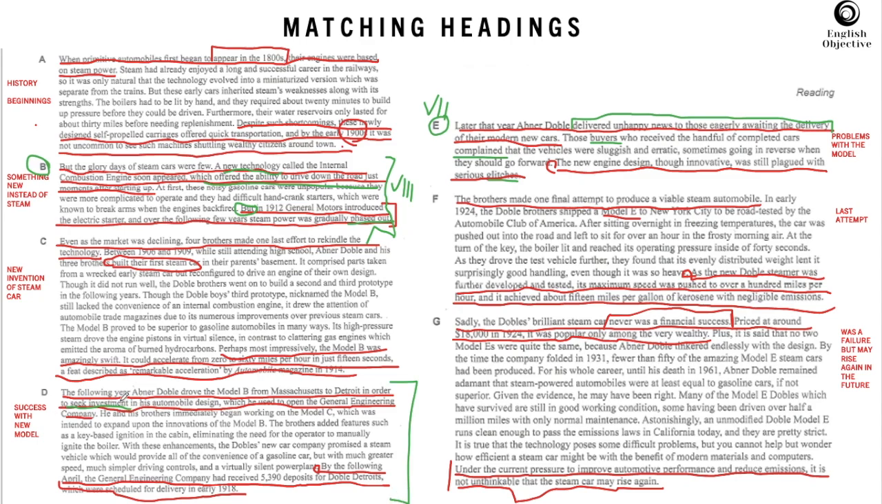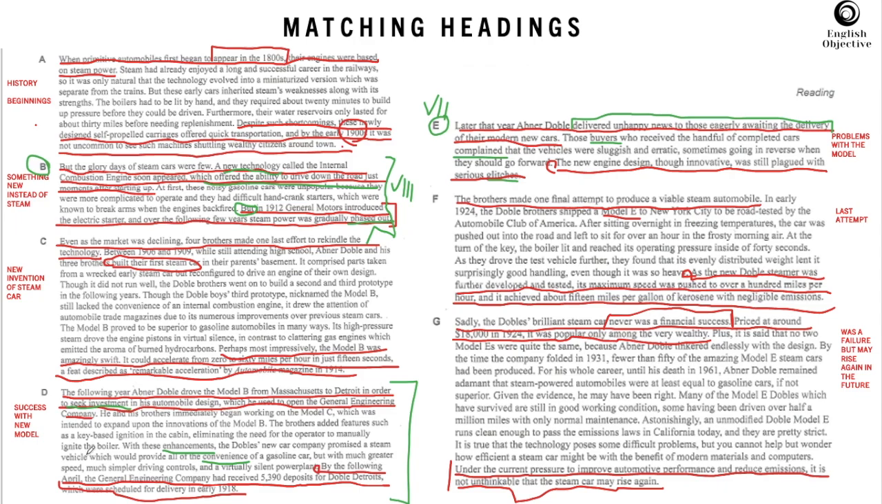Following, seek investment. He and his brothers immediately began working on the Model C, which was intended to expand upon the innovations of the Model B. The brothers added features such as key-based ignition in the cabin, eliminating the need for the operator to light the burner manually at the boiler. With these improvements, the Doble's new car company promised a steam vehicle which would provide all of the convenience of gasoline cars, but with much greater speed, much simpler driving controls, and a virtually silent power plant.